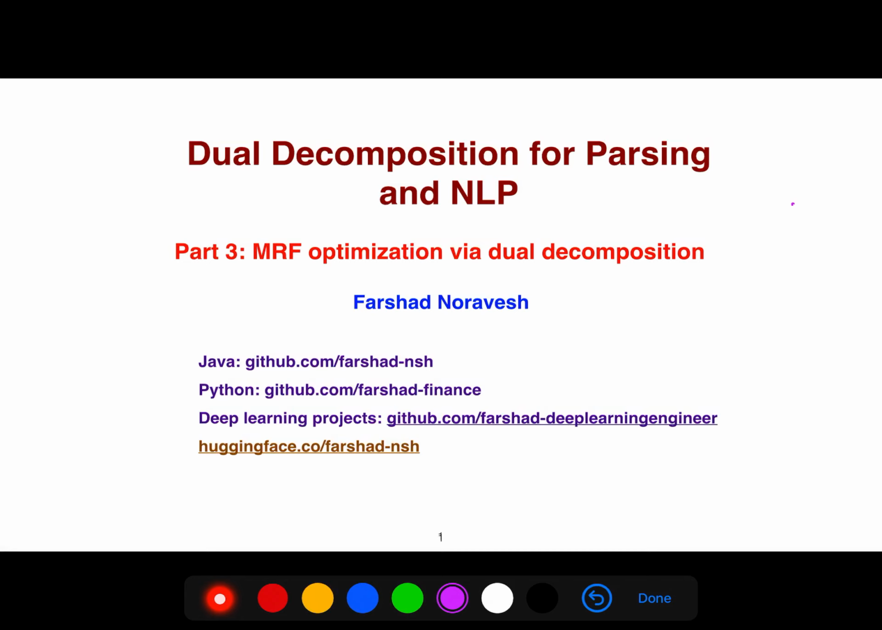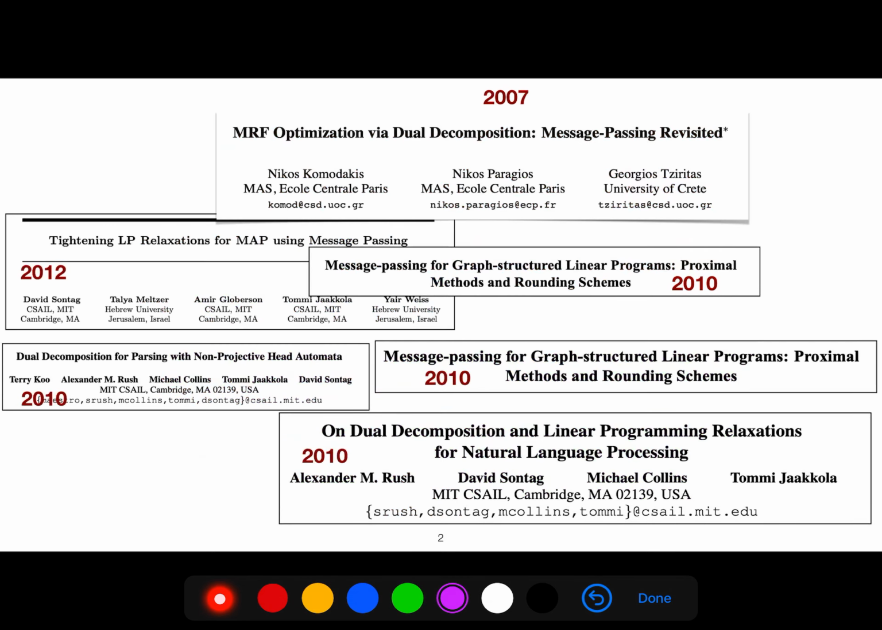Explaining dual decompositions for parsing in NLP, this article, MRF optimization via dual decomposition. This article from 2007 is one of the first articles that uses dual decomposition for Markov random field optimization. So until now, we've talked about duality and those things, but this is different. This is dual decomposition.